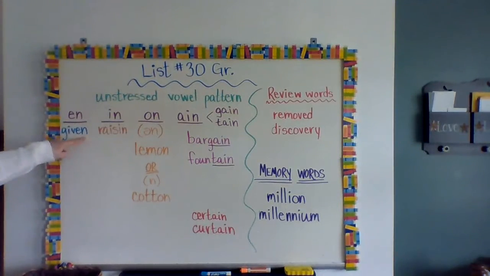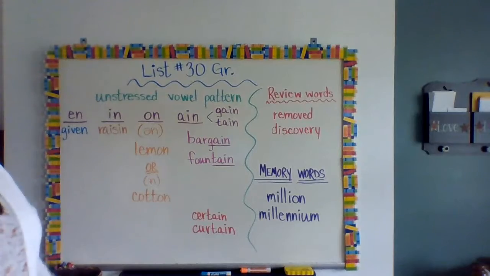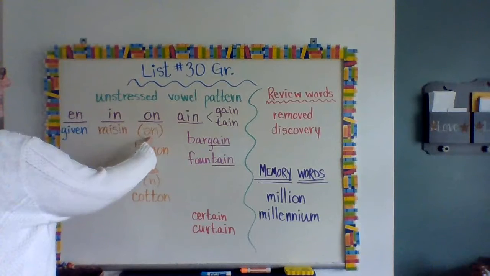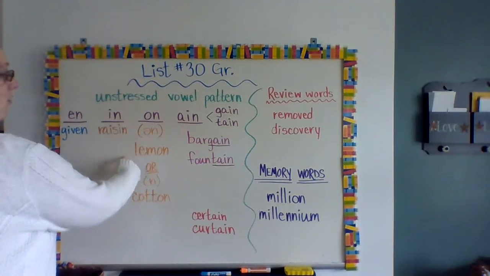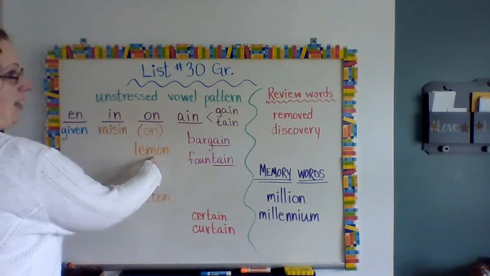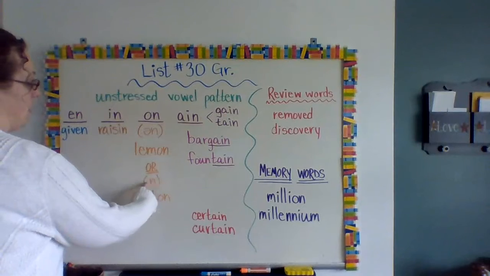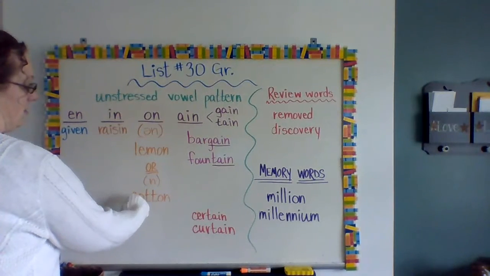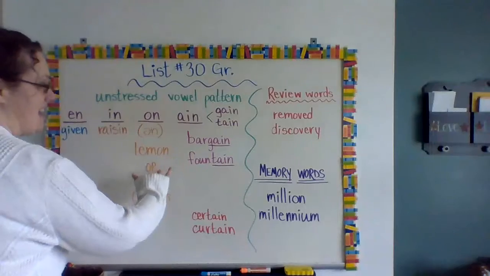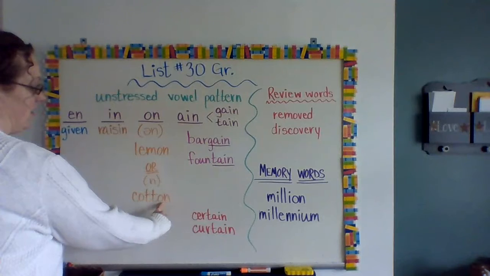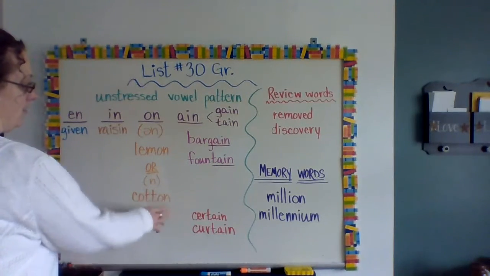So we have given, I hear that E-N. Raisin, we hear N. Now, this is when it gets a little tricky, because we like tricky, right? We have O-N, which can sound like the upside down E and N. For example, in the word lemon, you hear that subtle E in there. Or it has the N sound at the end, but it's still spelled O-N, like cotton. You just hear the N, but it's spelled O-N, okay?